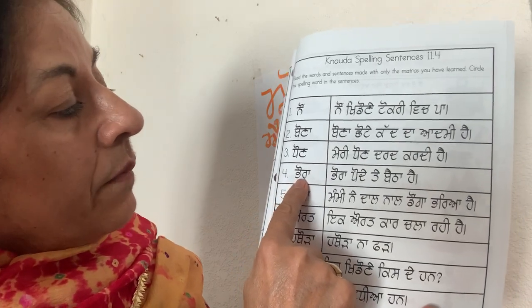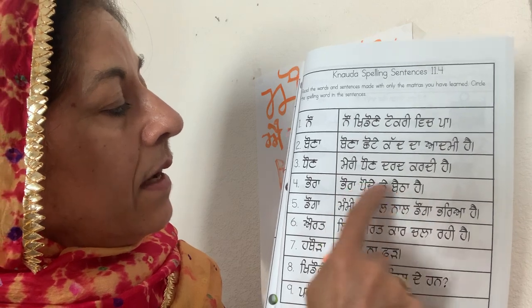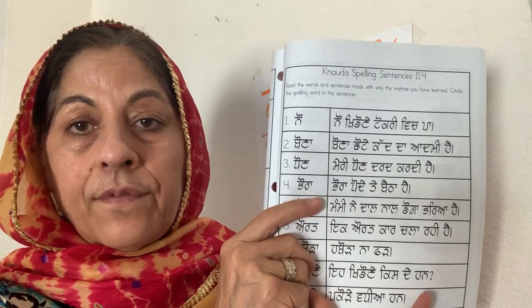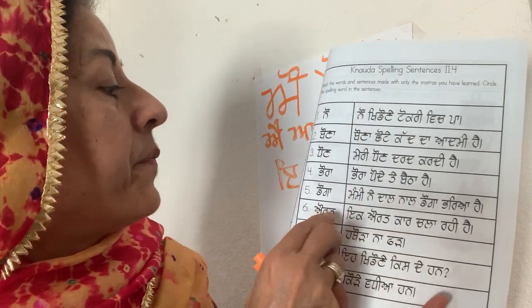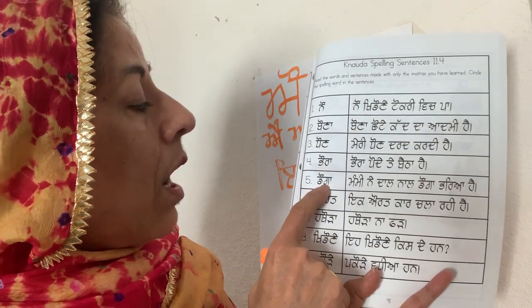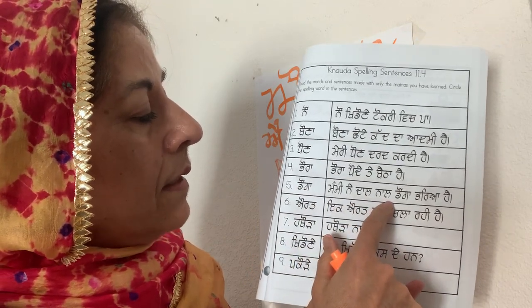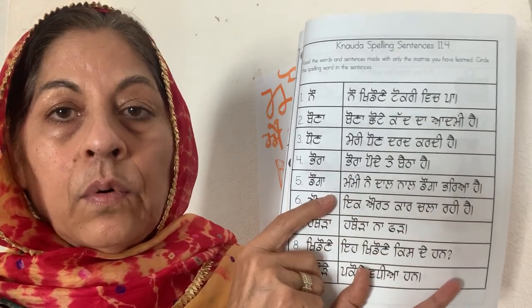Pora. Pora paudhe te baitha hai. Bumblebee is sitting on the plant. I have an orange tree in the back. We have our orange blossoms. There are so many pori on those flowers now. Donga. Mummy ne dal naal donga paria hai. Mummy has filled the bowl with dal.